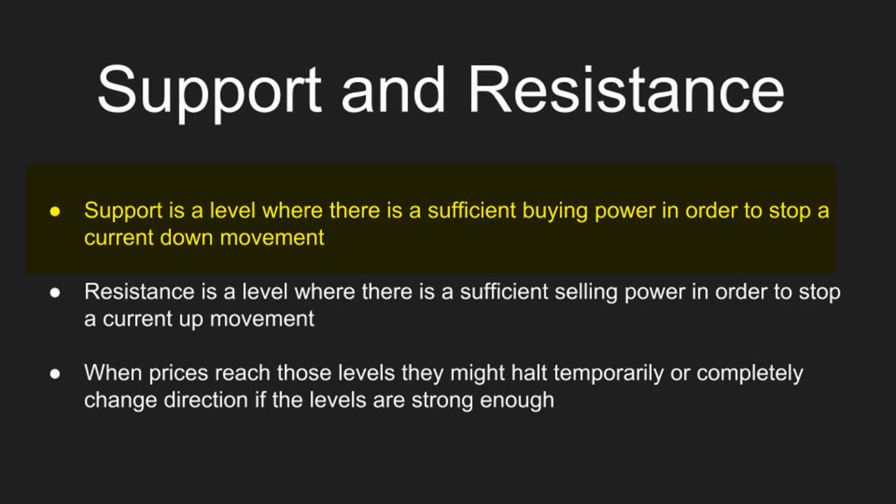Support is a level where there is sufficient buying power in order to stop a current down movement. And resistance is a level where sellers are strong enough to stop price increases. When prices reach those levels, they might halt temporarily, and sometimes if the levels are strong enough, they can completely change the overall direction and cause a reversal pattern.